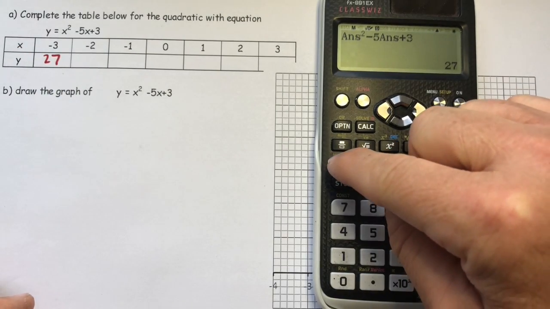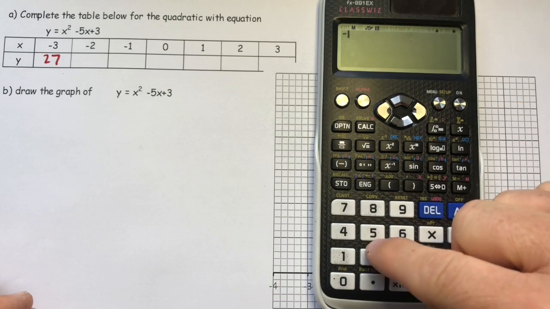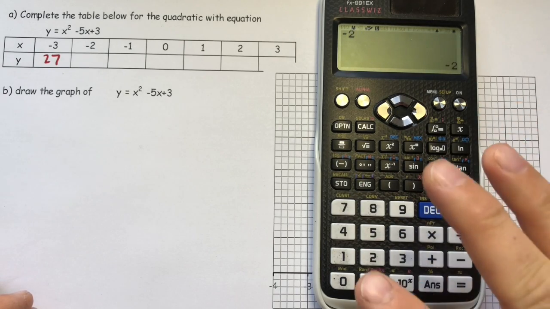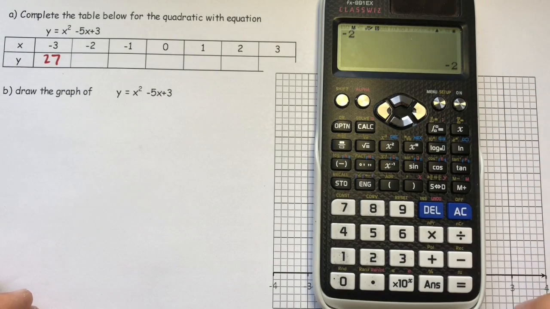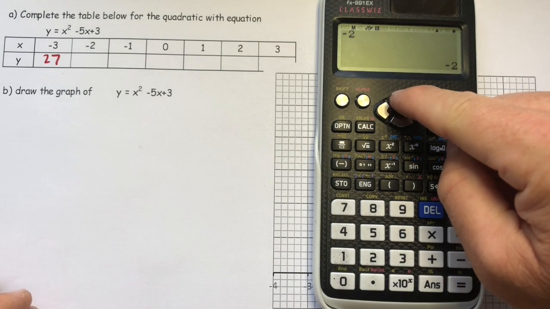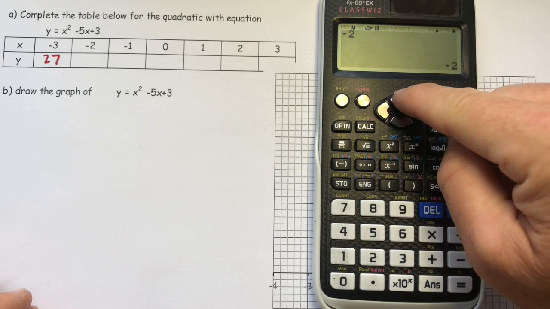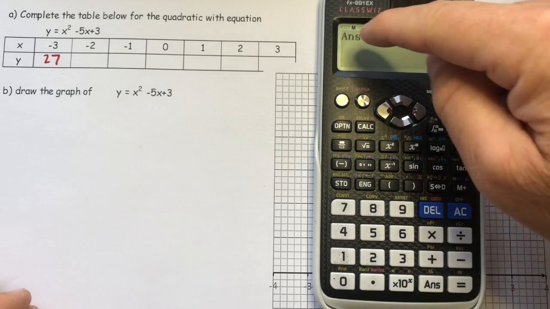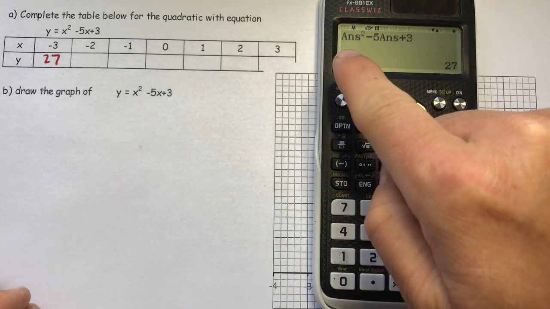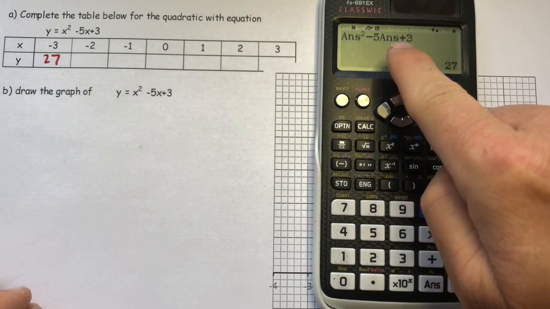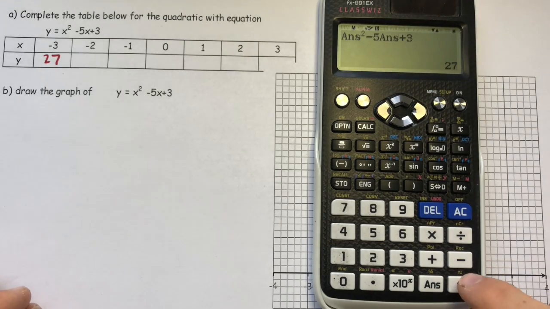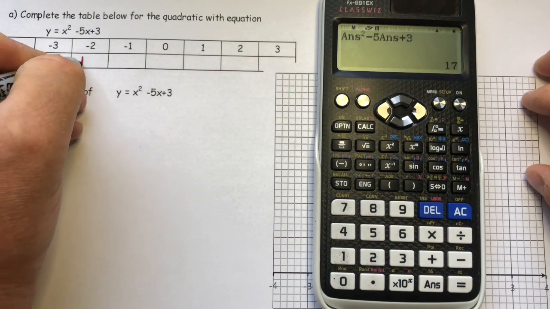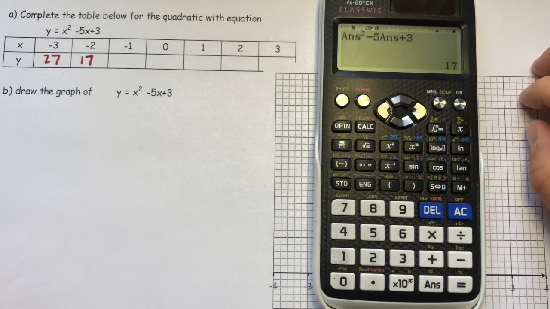I repeat, in that I put -2 and press equals. Notice I haven't pressed any other buttons, just from that last answer, -2 and press equals. If I then do arrow up on the calculator, if it's a blue button, same thing, arrow up takes me back to that equation which says x squared take 5x plus 3, however instead of the letter x it's the answer button. If I press equals, that 27 becomes 17, the second y coordinate.